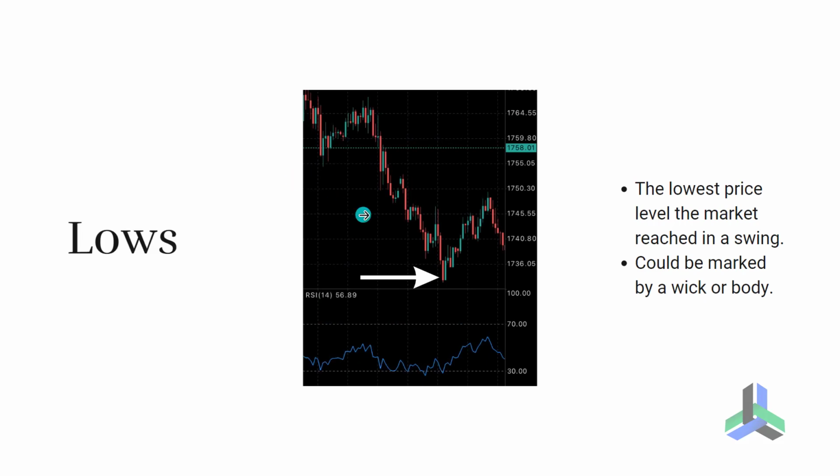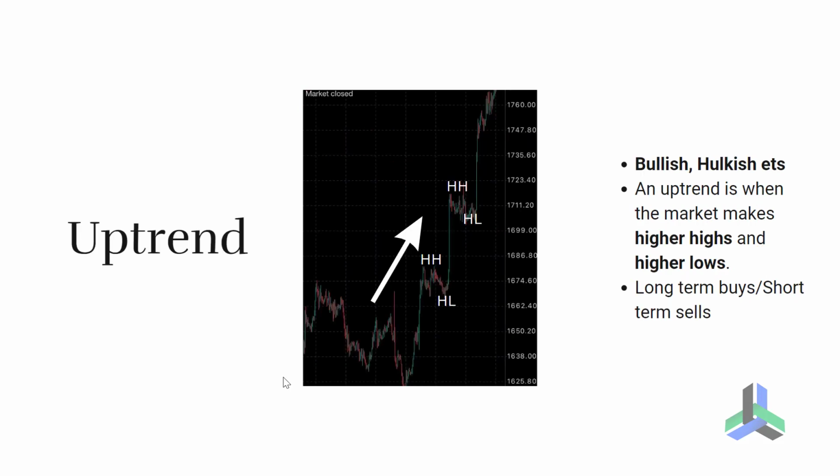Lows. Low would mean the lowest price level the market reached in a swing. Okay, so look at this swing, the market came down here and this was the lowest point it got to. This could be marked also by the wick or the body of a candle. Okay, so this is the lowest point that the price reached.